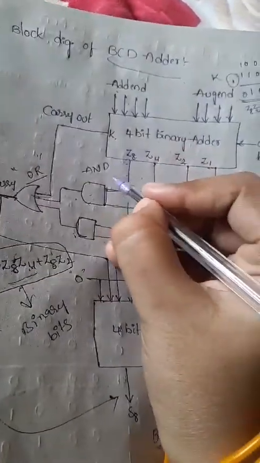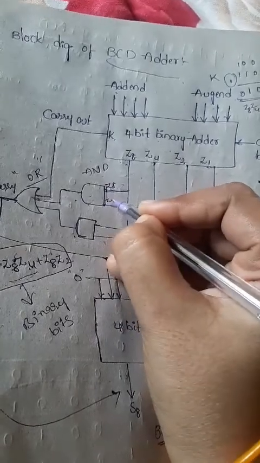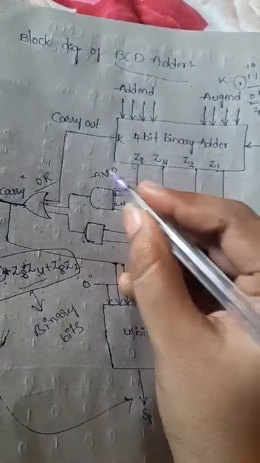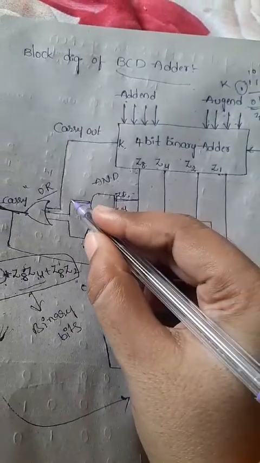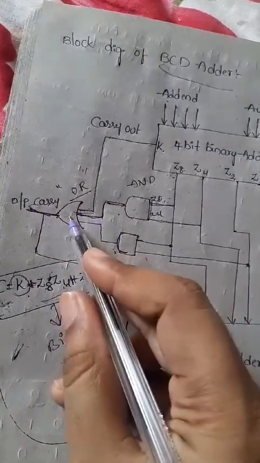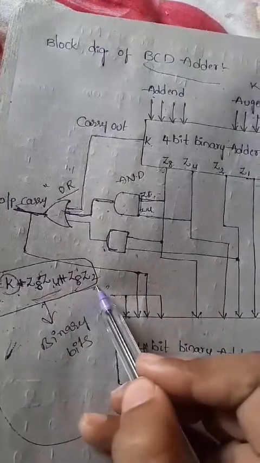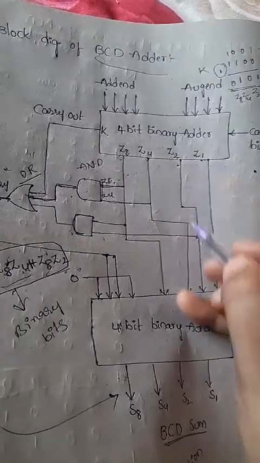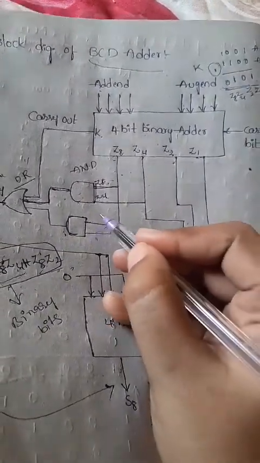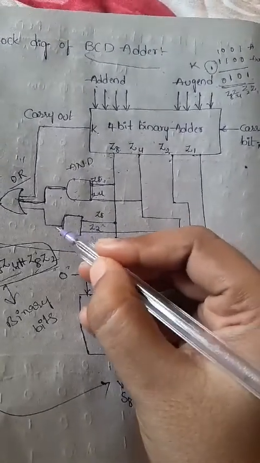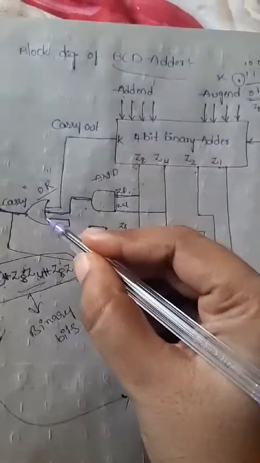So this is Z8 and this is Z4. Between them you have to do multiplication, that's why I can represent an AND gate. Then the result will be passed to the OR gate, because here we again have the OR plus symbol. Next we have Z8 and Z2. Between them we are again doing multiplication, so we choose one AND gate, and whatever result we get will be sent to the OR gate.